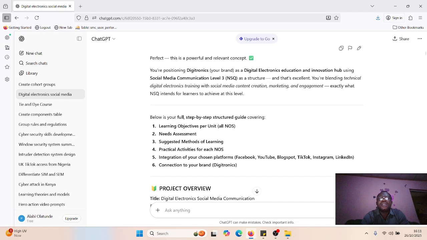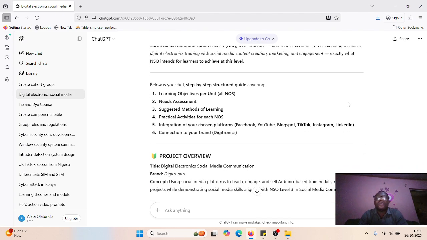In the end, it returned this prompt, a full step-by-step structure guide that covers learning objective per unit for all NOS, and needs assessment. What I really mean by that is, when you talk about the learning objective, each video you are to make must have an objective. Even if you are working on a project, your project will have an objective. Anything in this life must have an objective. And at the end of the day, your results, or what we call output, must meet the requirement. The output must be able to fulfill the objective.